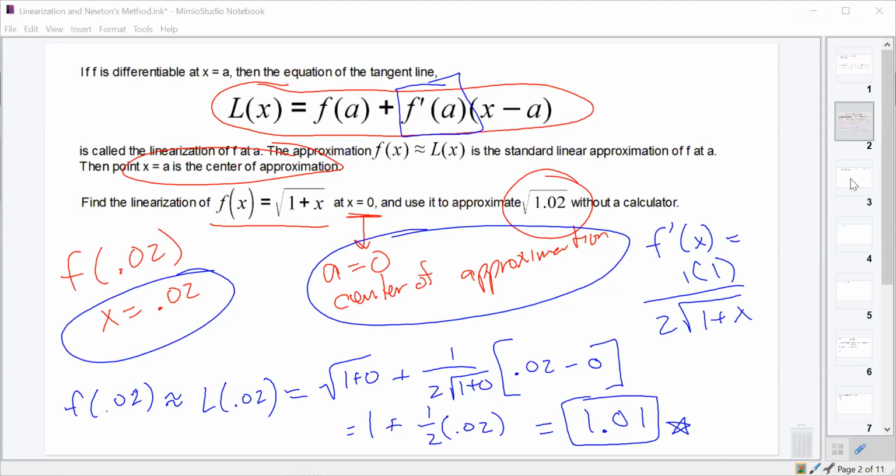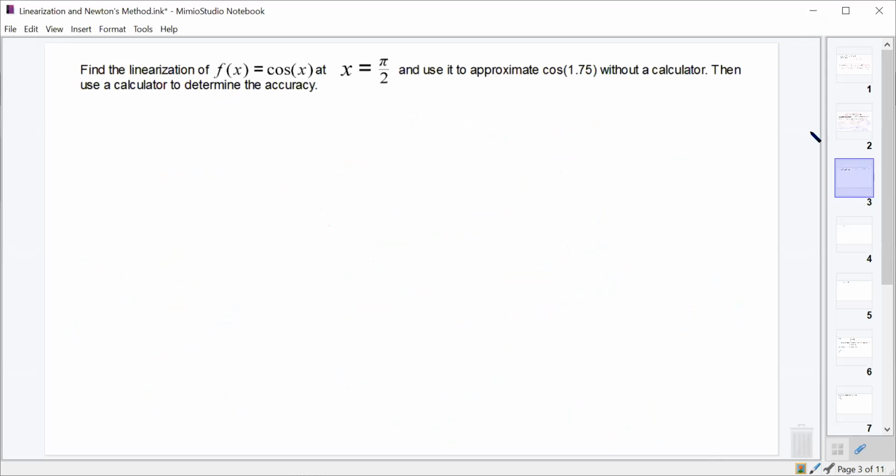So let's try this with the cosine function, where we want to approximate the cosine of 1.75. 1.75 is pretty close to pi over 2. That's why I've listed pi over 2 as a value there. So we've got our function cosine x. We're going to use pi over 2 as our center of approximation, because we know the cosine of pi over 2, right?